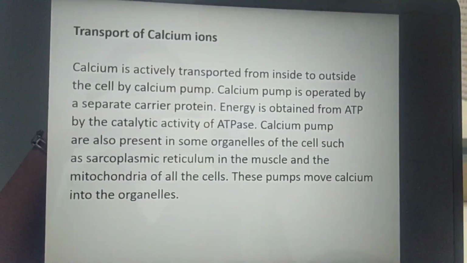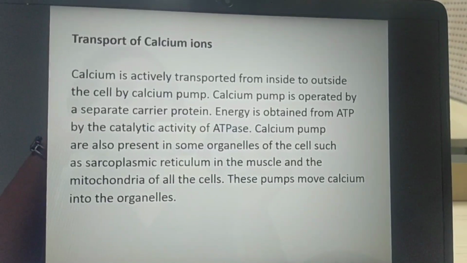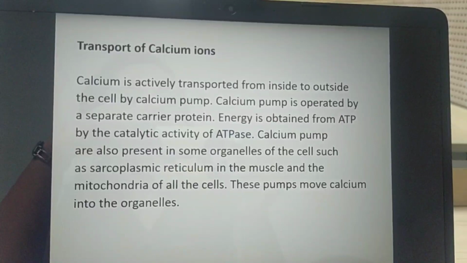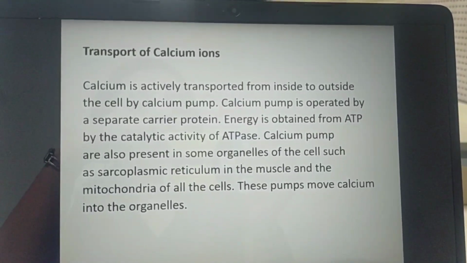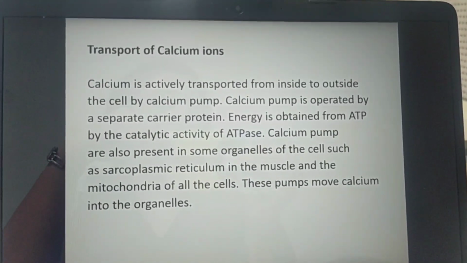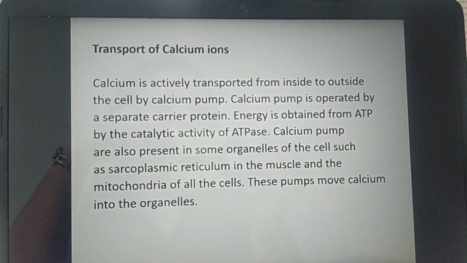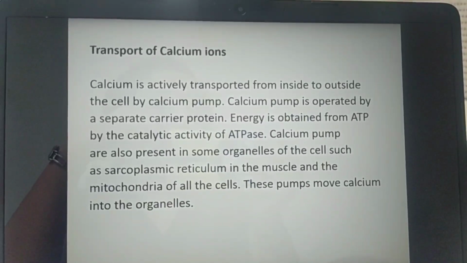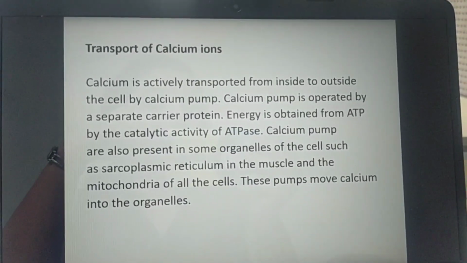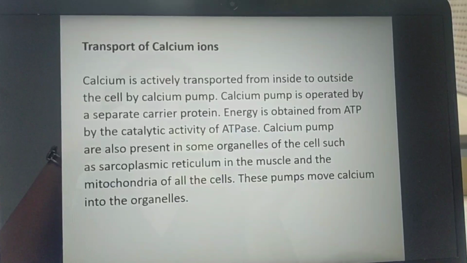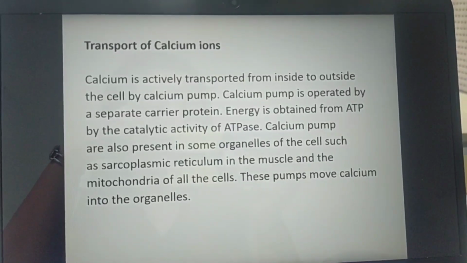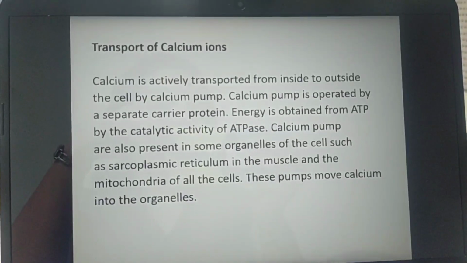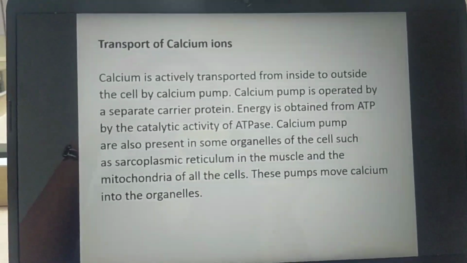Transport of calcium ions. Calcium is actively transported from inside to outside the cell by the calcium pump. The calcium pump is operated by a separate carrier protein. Energy is obtained from ATP by the catalytic activities of the ATPase. Calcium pumps are also present in some organelles of the cell, such as the sarcoplasmic reticulum in the muscles and the mitochondria of the cell. These pumps move calcium into the organelles.